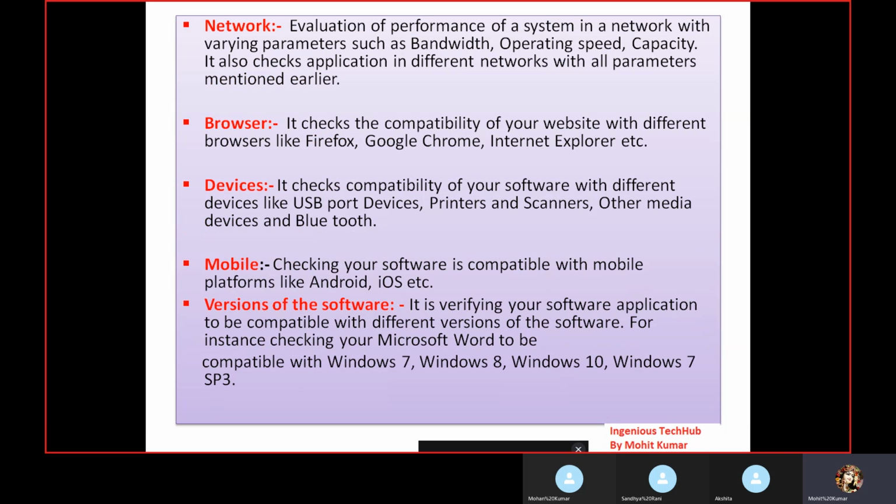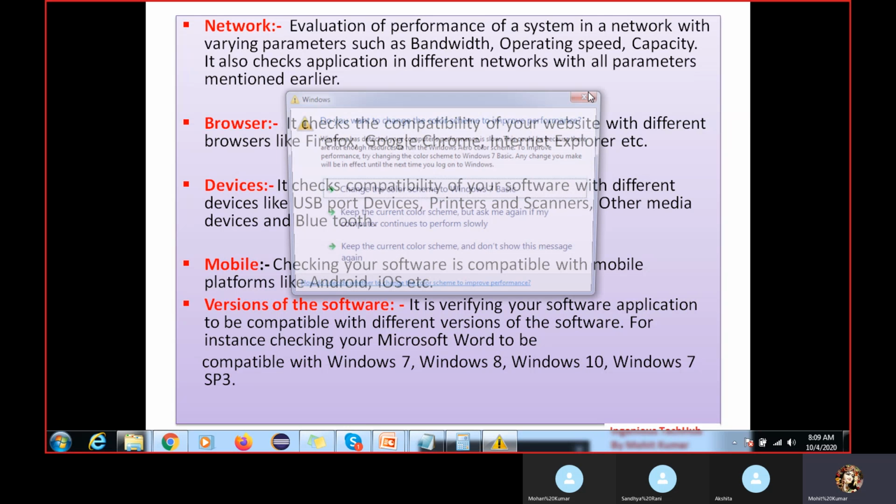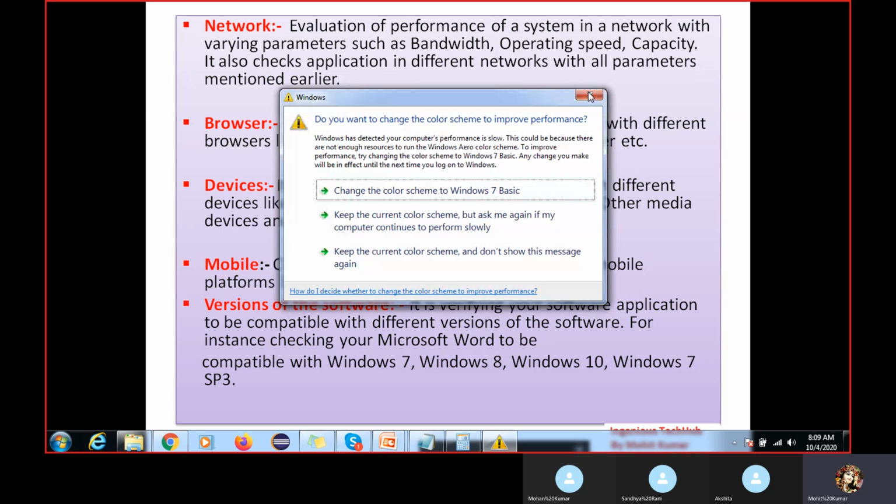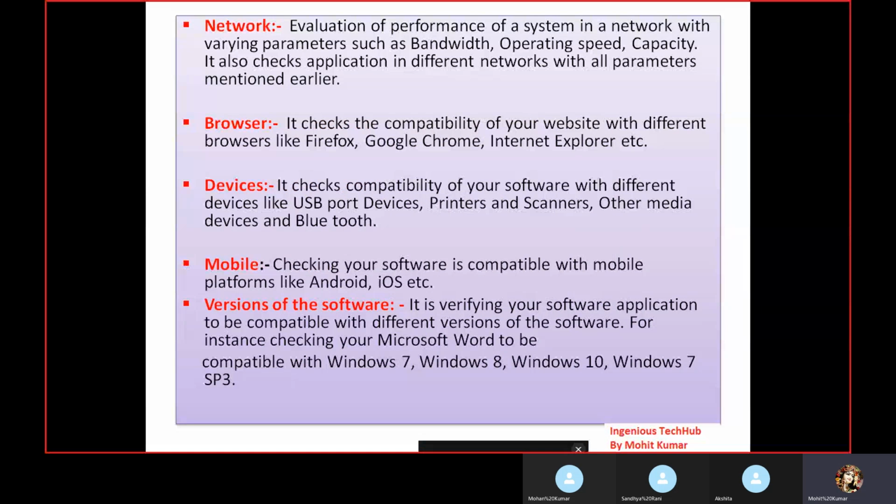Network means I am using Facebook on my laptop with internet, right? And I will also use it on my mobile, right? Same network I am using, and I will also check the performance of the application, how it is performing on the laptop with the network, same network with my mobile, right? So this is called your network type, what you will test.